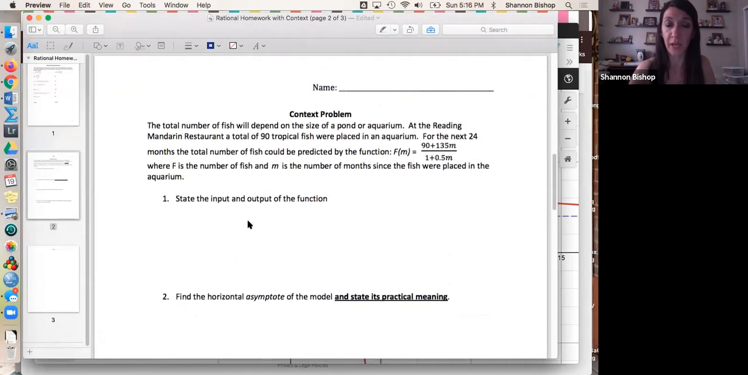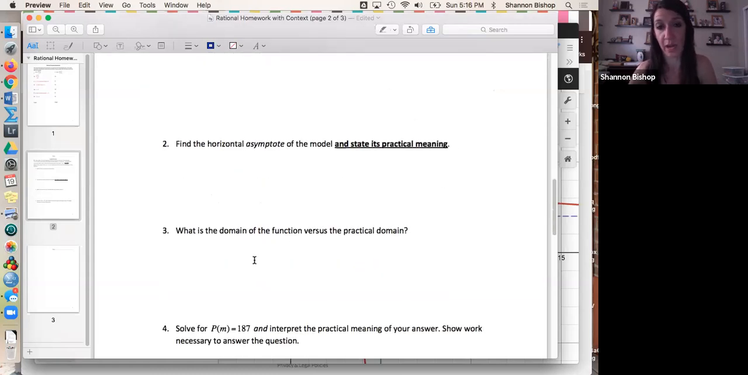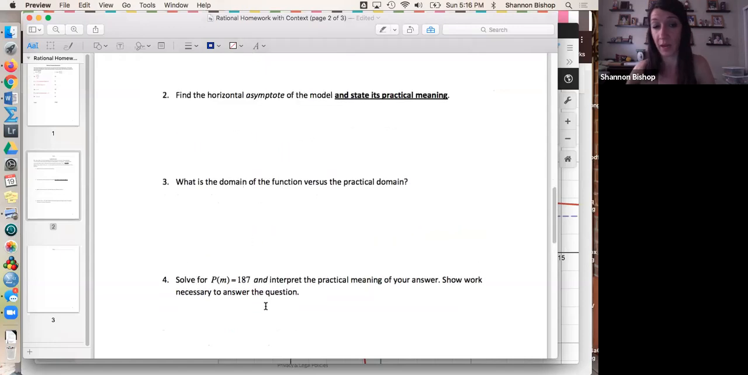And then this back page, I'm going to let you fill in what the input and output are. Just read the context carefully, identify who's in, who's out. But for the horizontal asymptote and the practical meaning, and then also some domain and algebra.